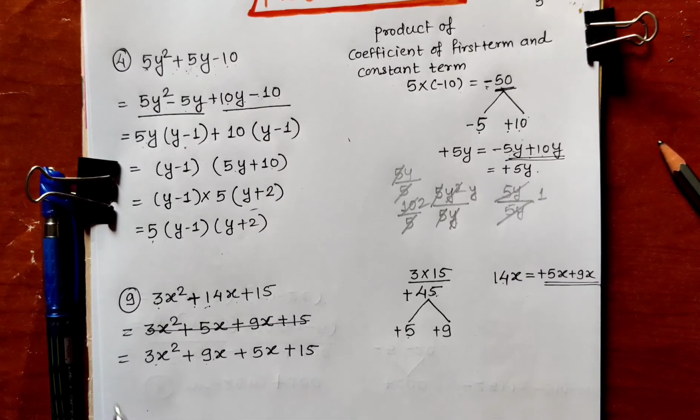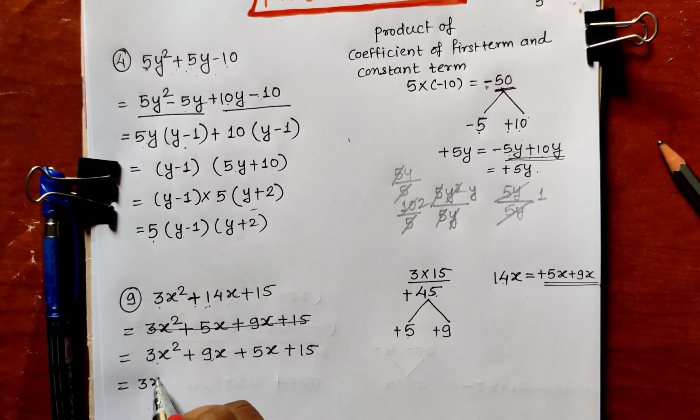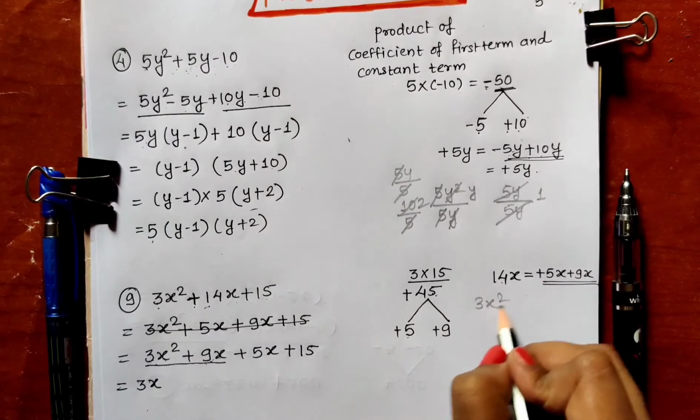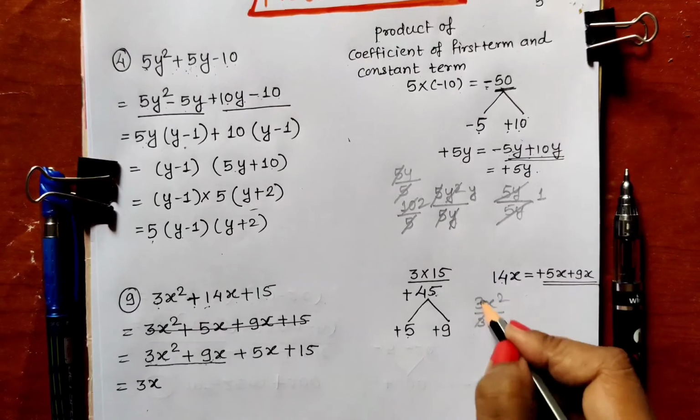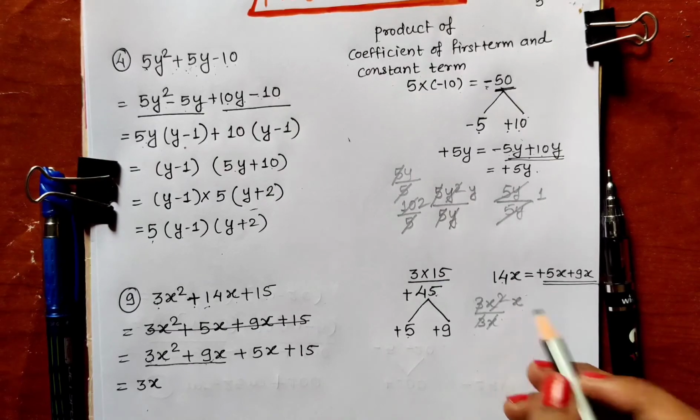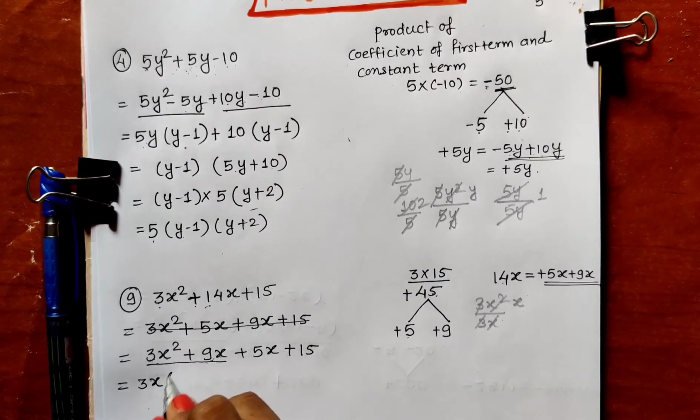Now first we will do from this 3x square and 9x. We can see x is common, and from 3 and 9, 3 is also common, because 3 is the smaller number and 9 is divisible by 3. So 3 is common and x is also common. That means 3x is common from the first and second term. So from the first term 3x square, 3x is common. So 3 cancelled, from x square, x is remaining. We get x as the answer. So in the bracket x is there.